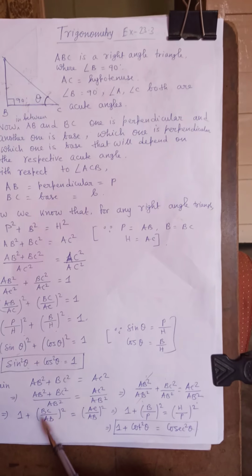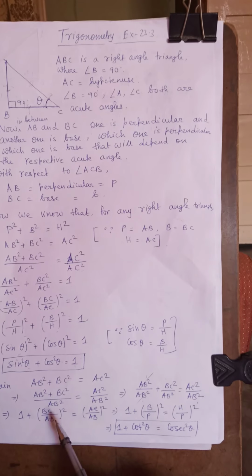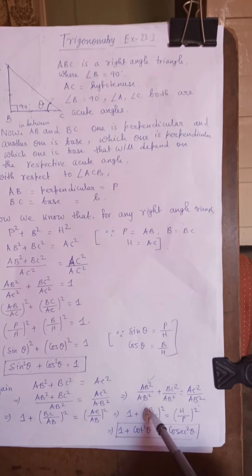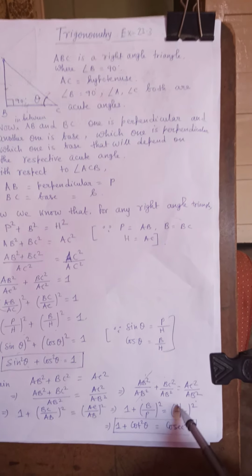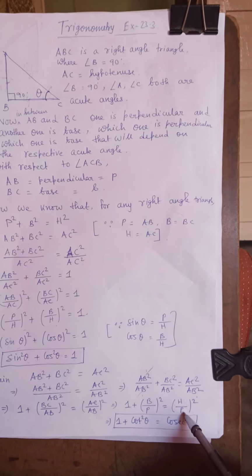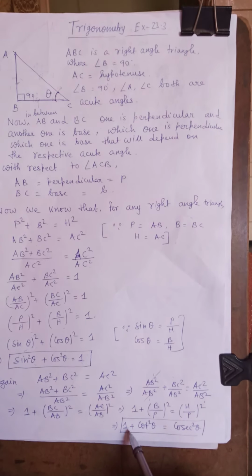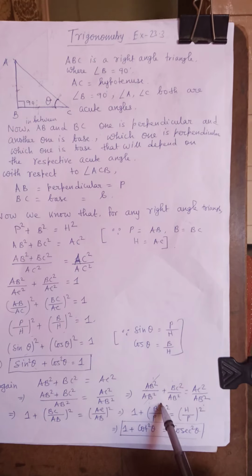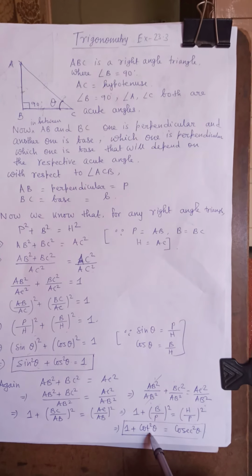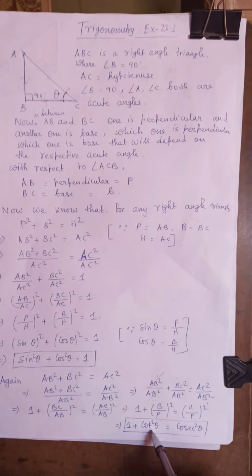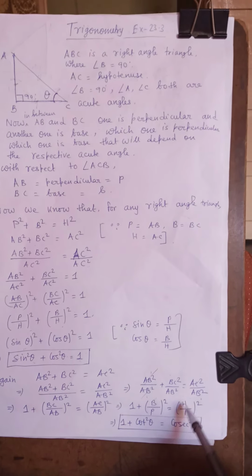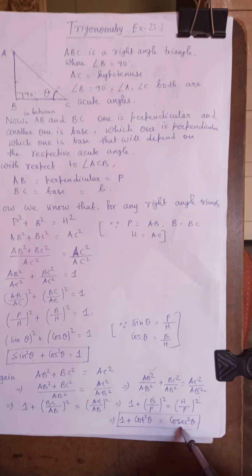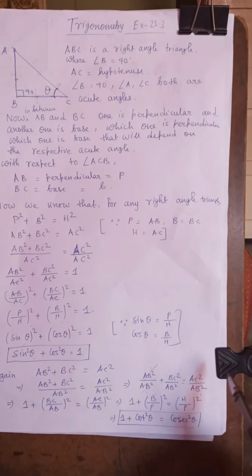BC is base, AB is perpendicular, so B by P whole square, and AC is hypotenuse, AB is perpendicular, H by P whole square. So B by P, base by perpendicular, is the ratio of cot theta, so 1 plus cot square theta, and hypotenuse by perpendicular is cosec theta, so cosec square theta. So this is the second formula.